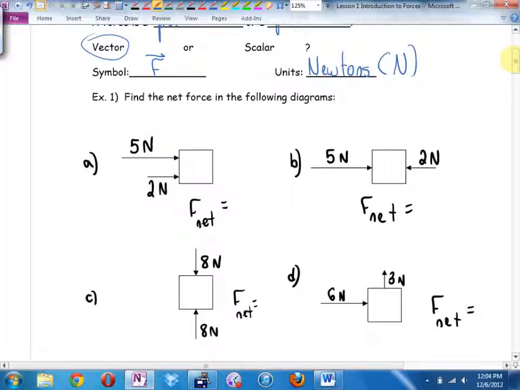Example 1 says, find the blank force. What's the word in front of the word force? Begins with the letter N. What did I write? Net. The net force is the sum of all of the total forces. What's the net force, do you think, in object A? 7 newtons. Direction. Yep.